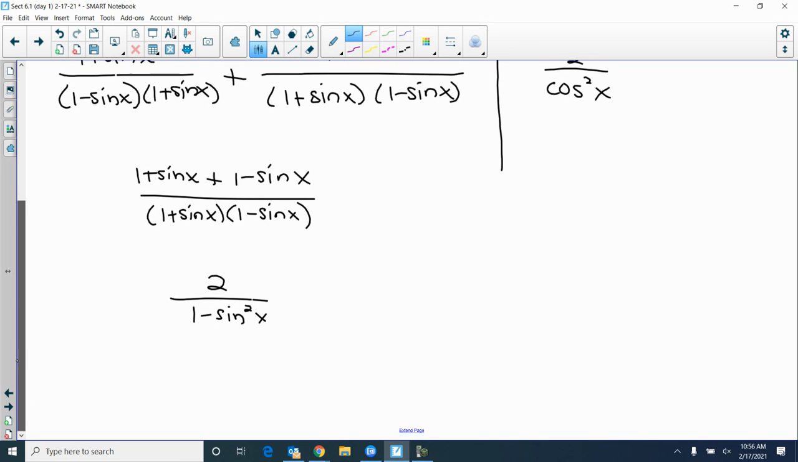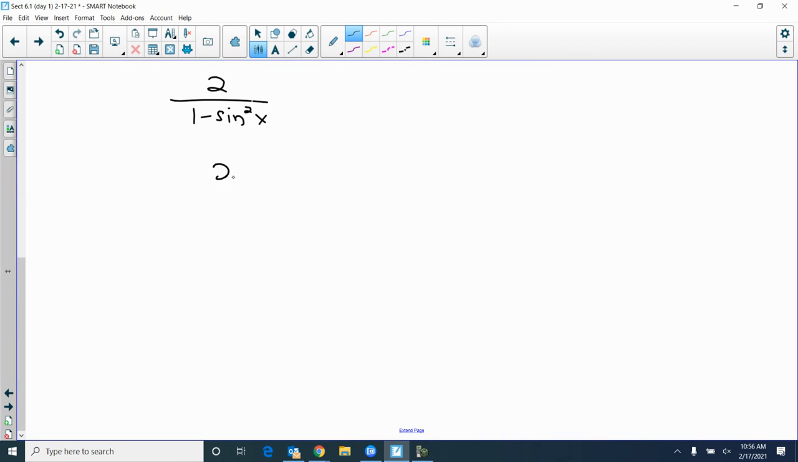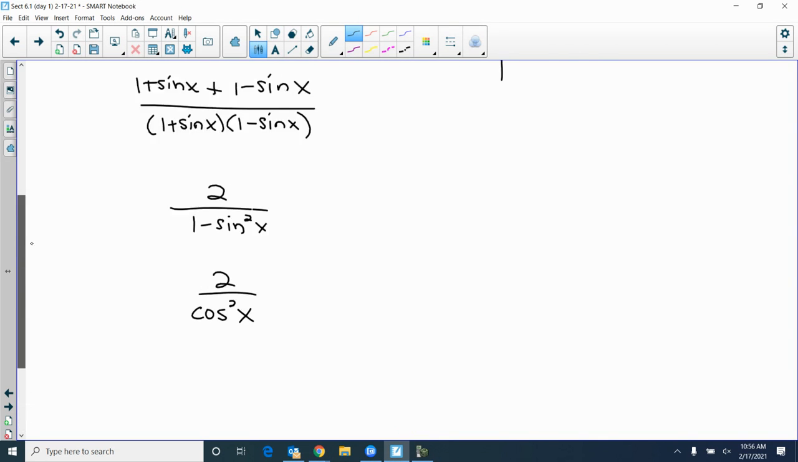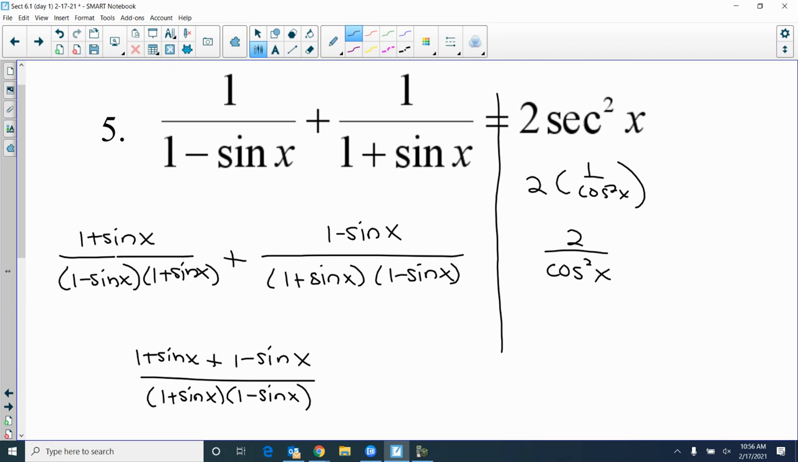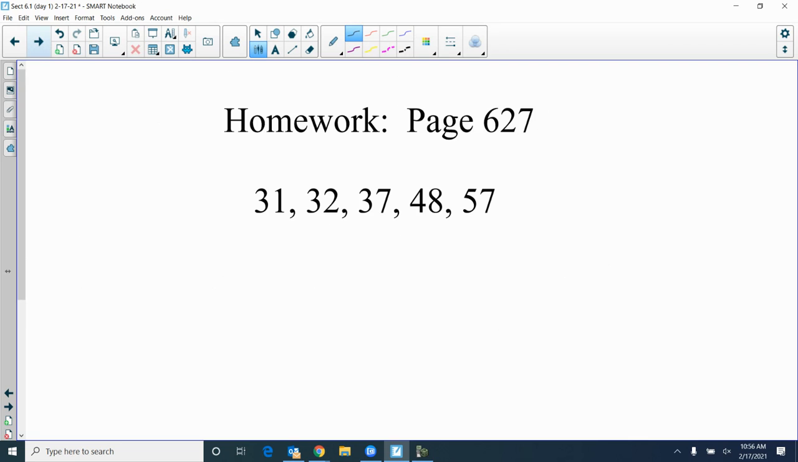So it's 2 over cosine squared x. And 2 over cosine squared. So I did manipulate the right-hand side a little bit, to save me a step on the left-hand side, but I should have got there anyway. All right, so that's how you do it. All right, this is a little bit new.